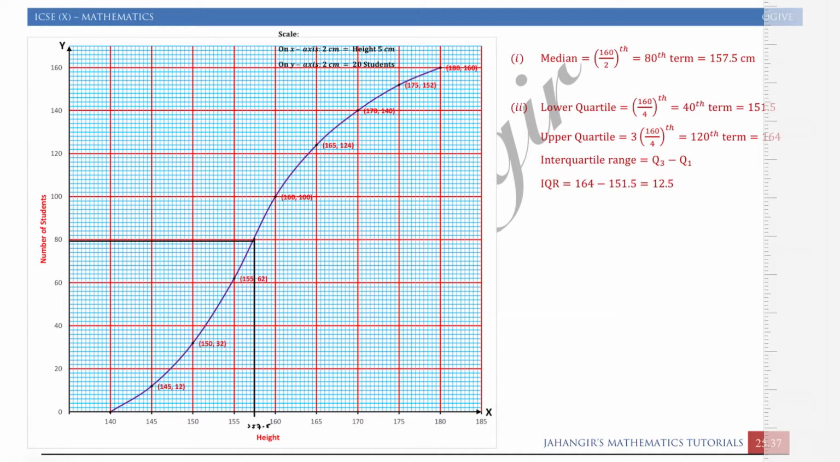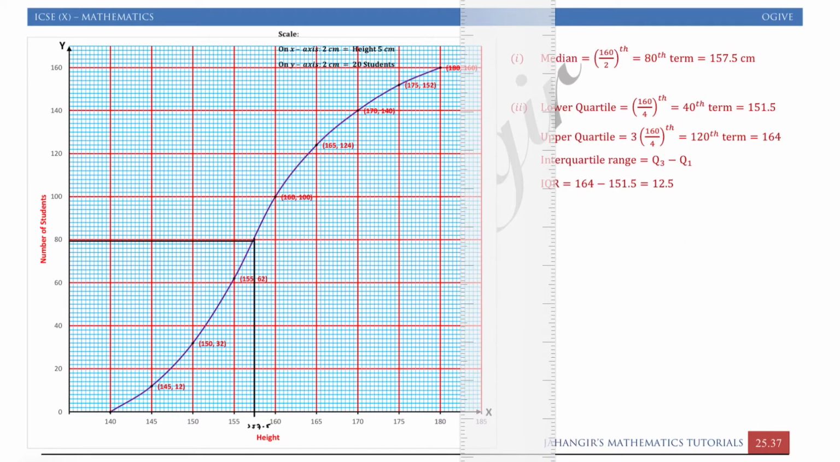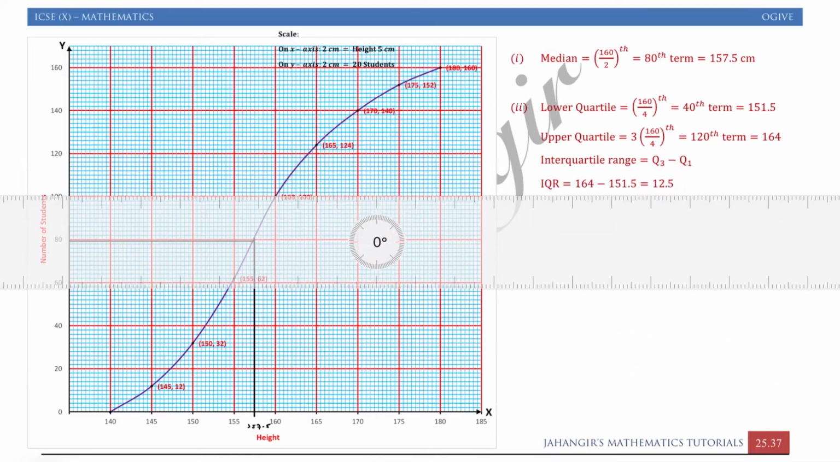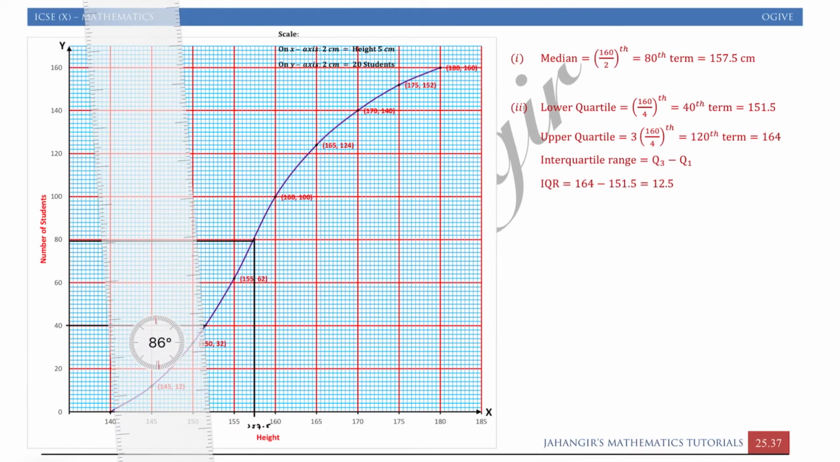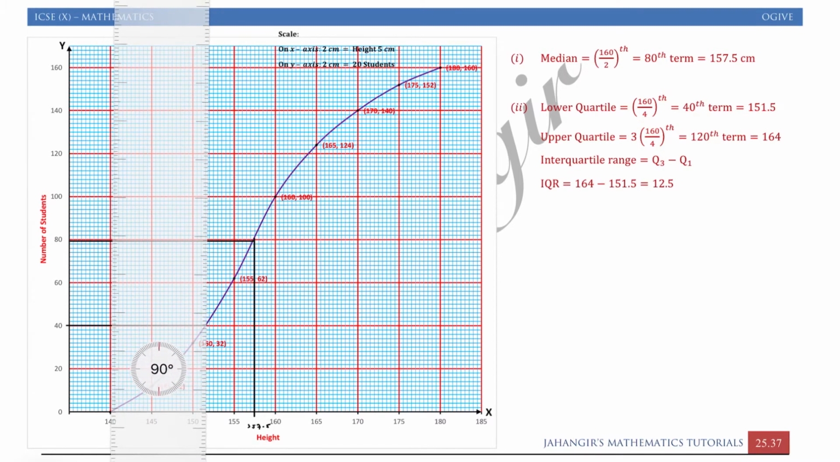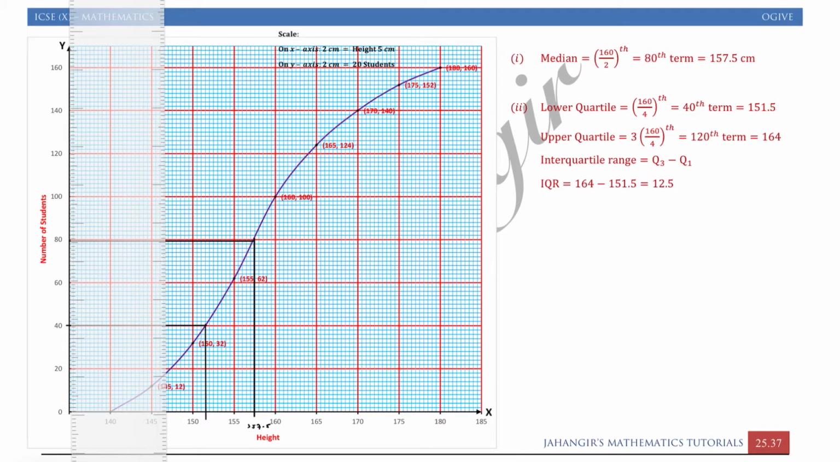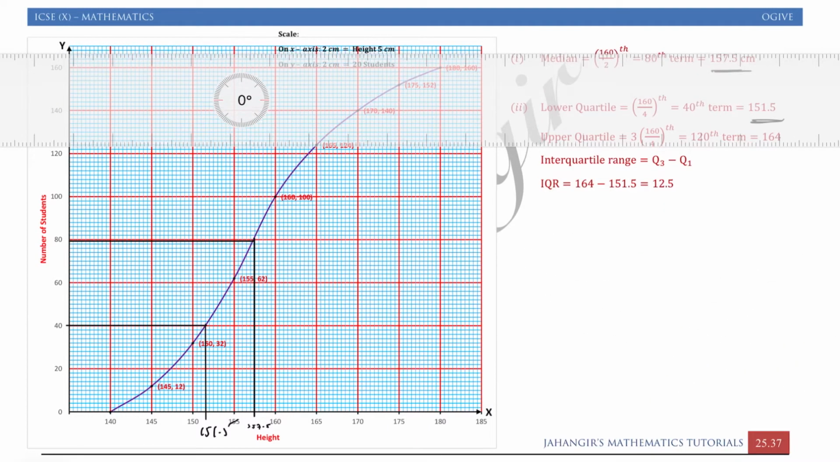Okay. Now we want the lower quartile. Lower quartile is n by 4, because we want the interquartile range, so n by 4, that is the 40th term. This is 151.5, as it's written here. Then we will find the upper quartile. That is the 120th term. At 120 we will draw a line.